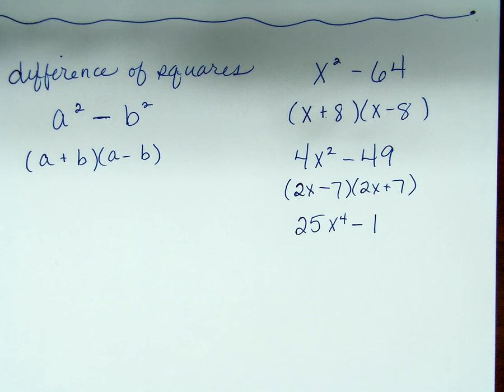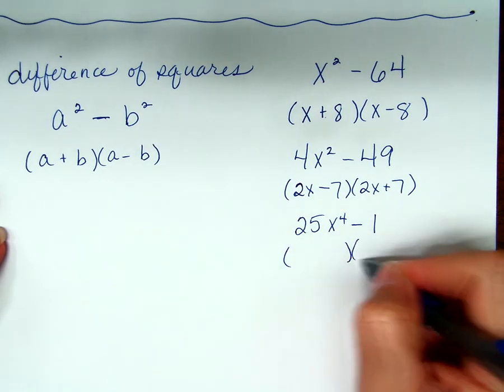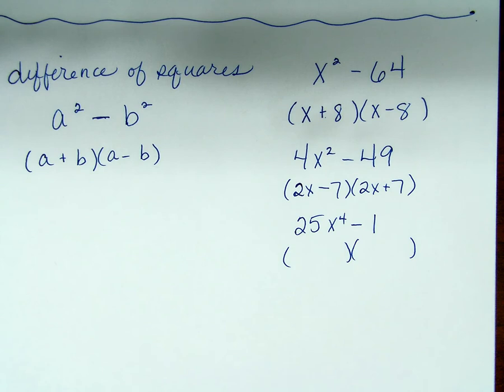X to the 4th is a squared term? x squared squared. Oh, x squared squared. Okay, so two squared binomials. Yeah, right. X squared times x squared is x to the 4th, right? So isn't that still a squared term?